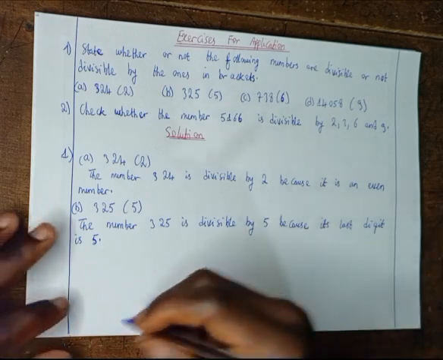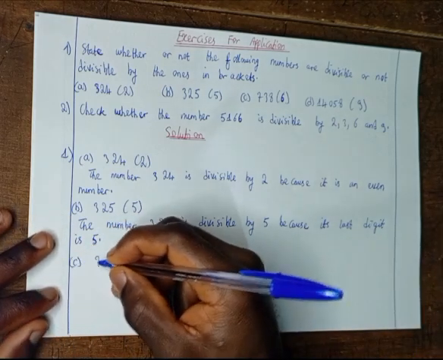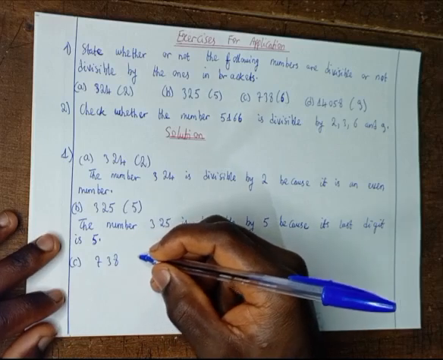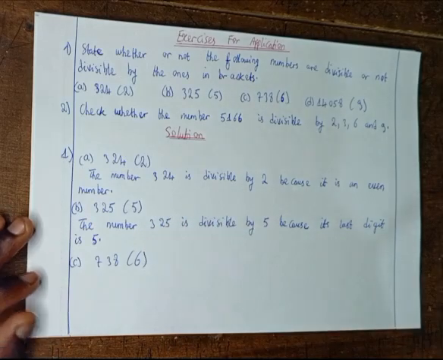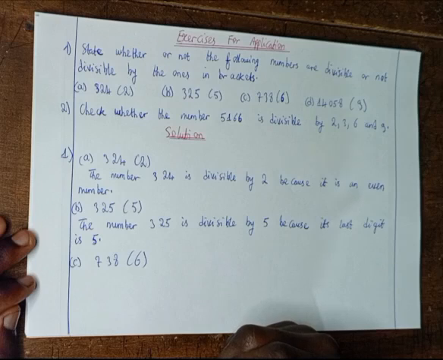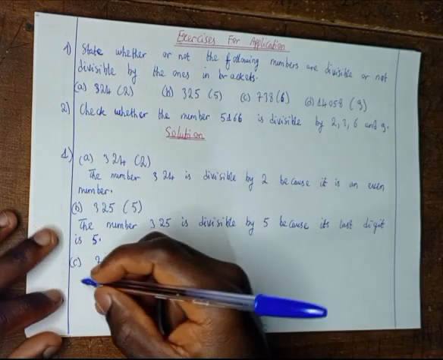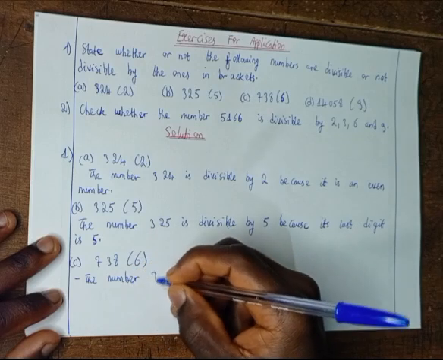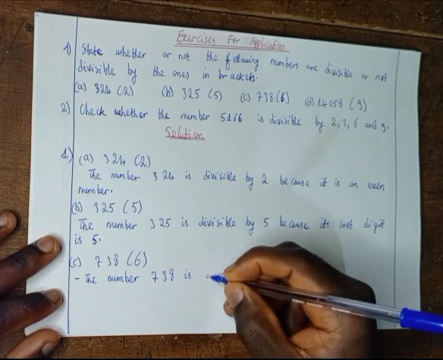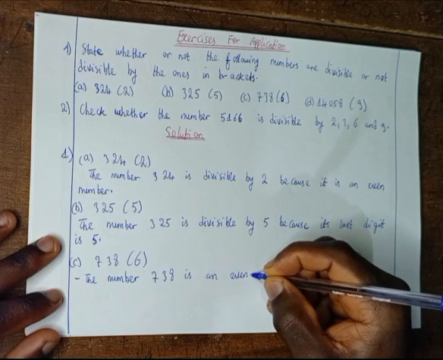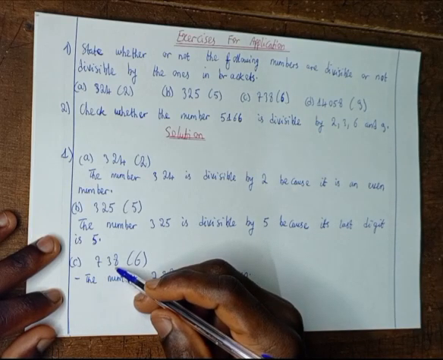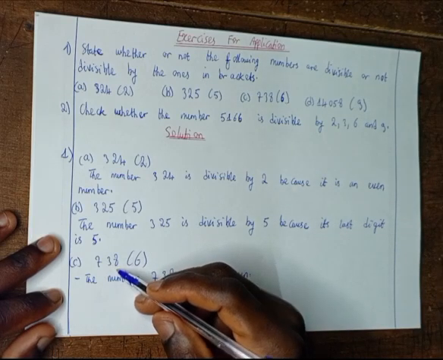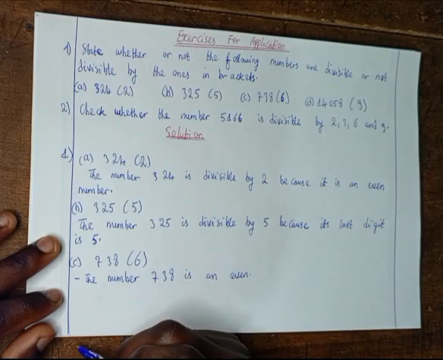We go now to the next one. We have the number 738. To check whether this number is divisible by 6, remember, a number is divisible by 6 if the number is an even number and the number is divisible by 3. First, let's write the first point: the number 738 is an even number. It's true. You can see the last digit of this number is 8, which is an even number. Therefore, the number 738 is an even number.